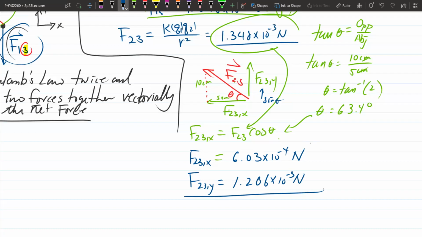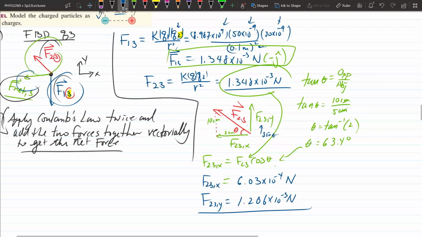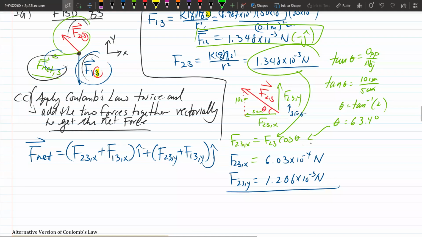And still, we don't have the answer yet. The answer is actually the net force, so we have to add both of these forces together. For the net force, we need to add the x component of force 2.3 and the x component of force 1.3, and that will give us the i hat direction. Similarly, we add 2.3 in the y direction plus force 1.3 in the y direction, and that gives us the j hat. What 2.3 is, is what we actually calculated, so we fill that in here.